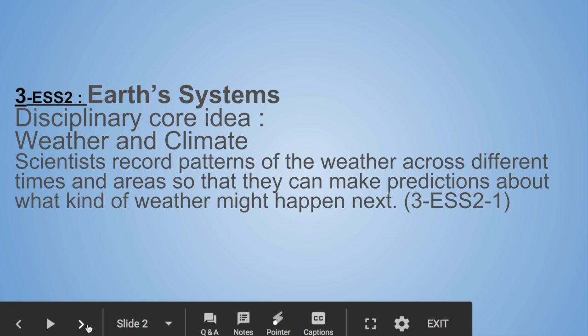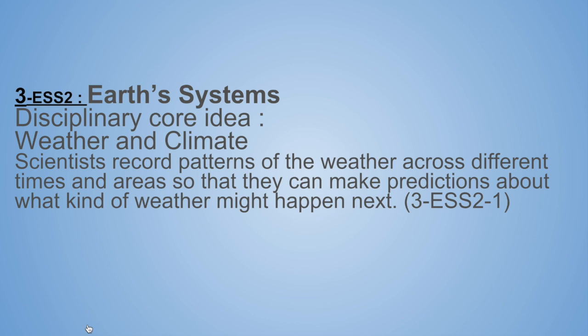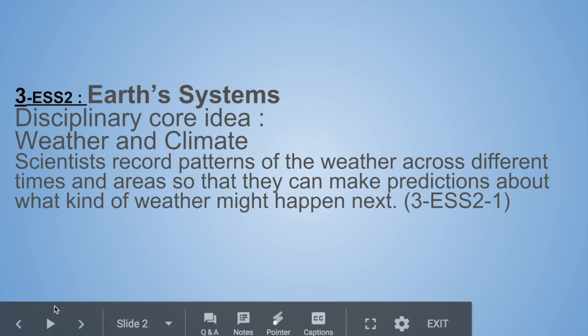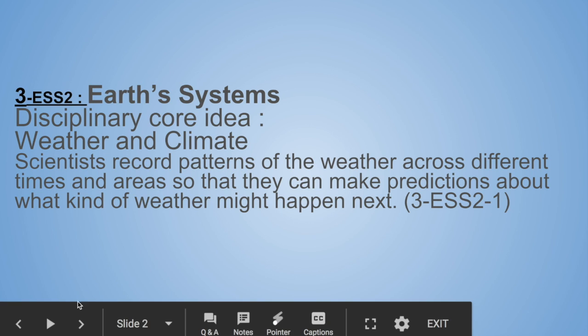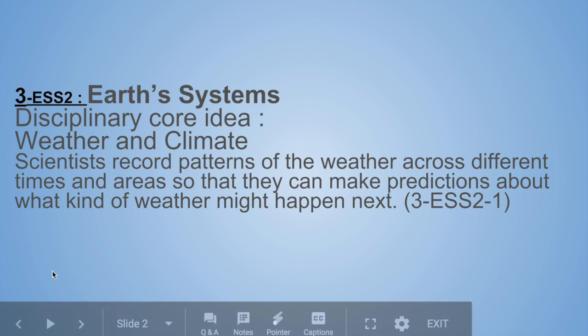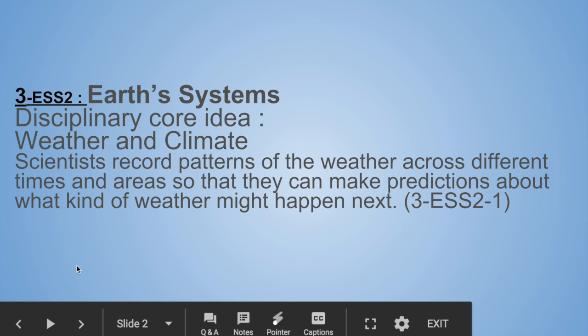The science lesson is about cloud and weather. This aligns with the NGSS standard Earth Systems 3 ESS2. The disciplinary core idea is weather and climate. Scientists record patterns of the weather across different times and areas so that they can make predictions about what kind of weather might happen next. To understand how clouds are formed, and how they are related to weather, let's begin.